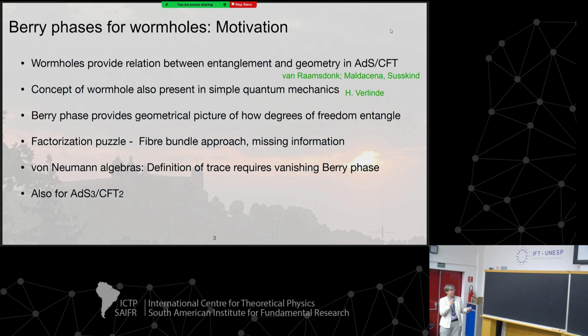Then the von Neumann algebras have been studied recently quite a lot in the context of the ADS-CFT correspondence. There is a classification of these algebras that shows how to define a trace in a given operator algebra. One of the main results that I'm going to show you is that this definition of a trace actually requires these Berry phases to vanish. I'm going to explain that in quite some detail for a quantum mechanical system, but it also applies to ADS3 CFT2, so in one dimension higher, and I'll comment on that as well.